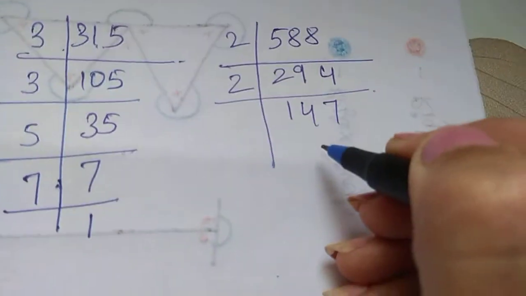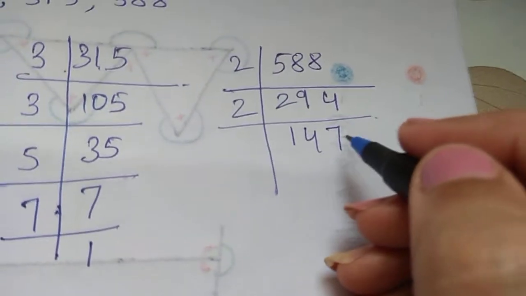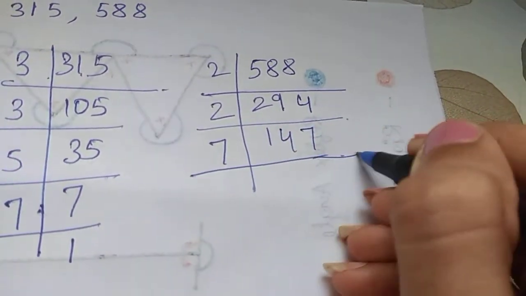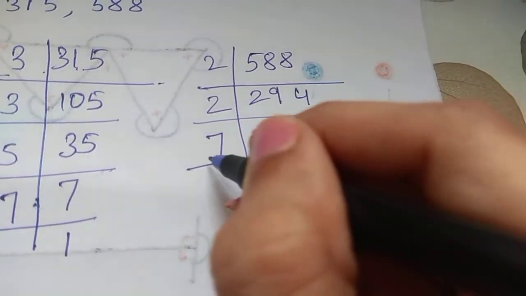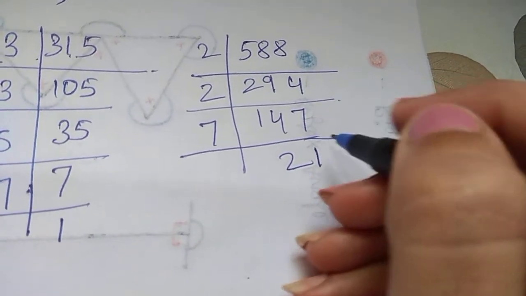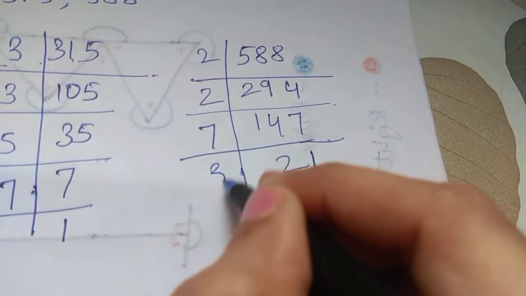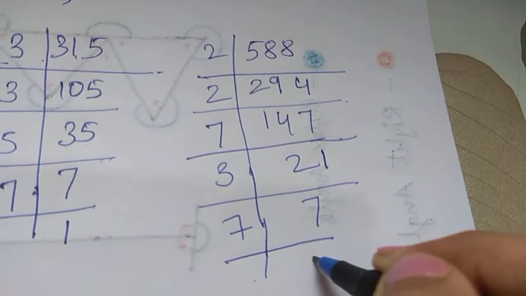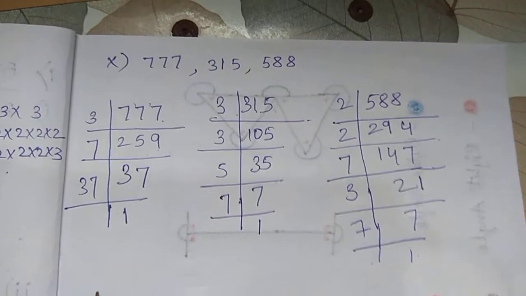147 is divisible by 7. 7 2s are 14, 7 1s are 7, so 21. Then again 3 7s are 21 and 7 1s are 7. Now let us write down the factors.